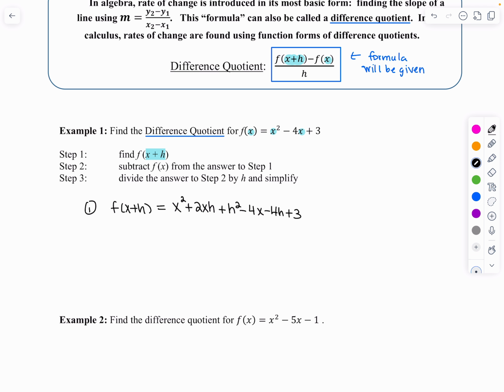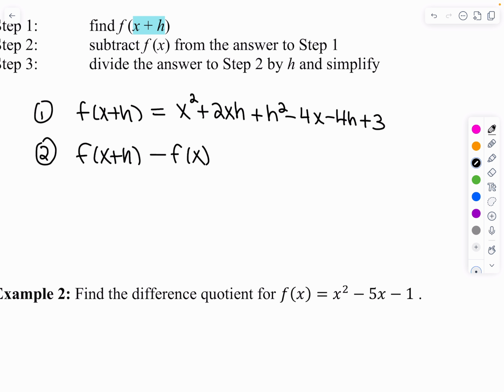Then it says step 2, where now we're really trying to come up with the whole numerator. We're going to subtract f of x from our f of x plus h. So f of x plus h minus f of x. So we have f of x plus h, that's our x squared plus 2xh plus h squared minus 4x minus 4h plus 3. And now when I subtract f of x, right, I'm subtracting the whole thing.